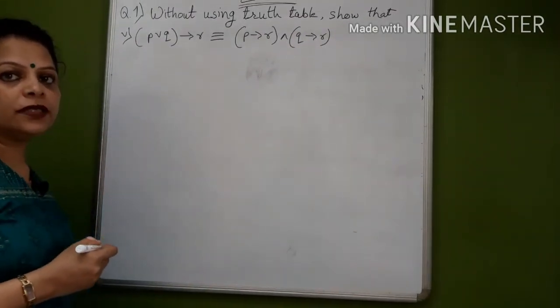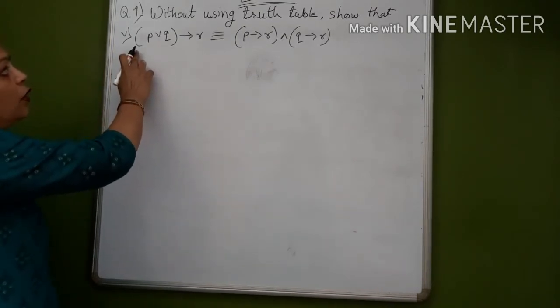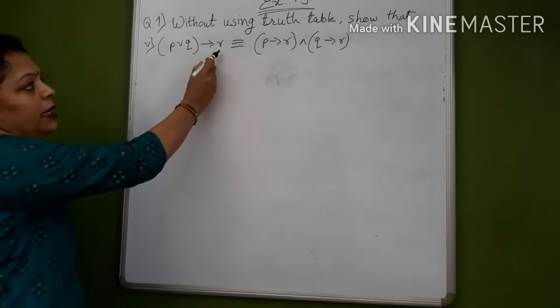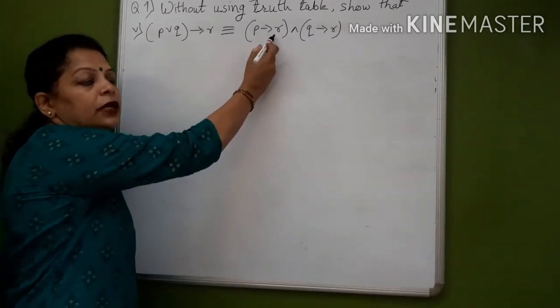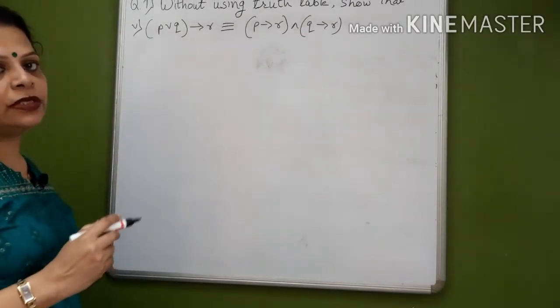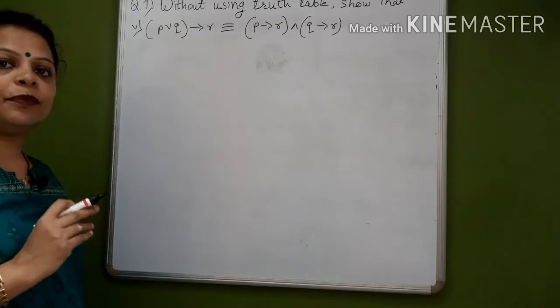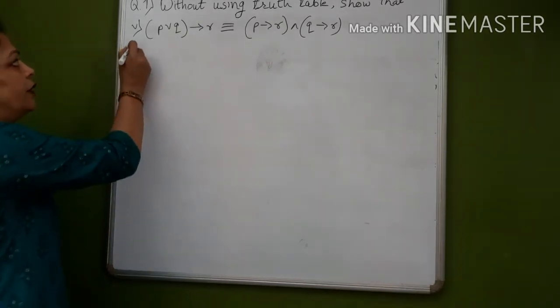Okay, so let us see the next sum, fifth sum. (P or Q) implies R is equivalent to (P implies R) and (Q implies R). Now as before, we will solve the LHS and RHS separately and then we show that they are equivalent. So let us start with LHS.